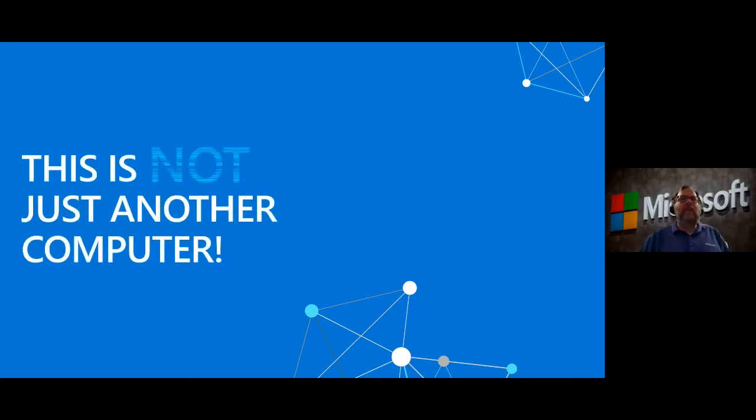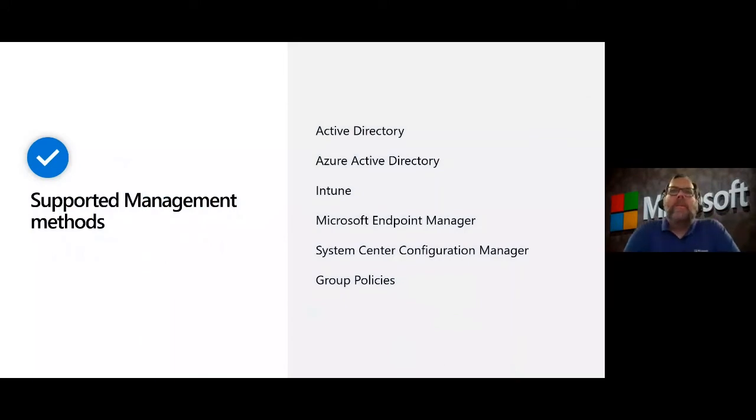Managing Windows. One of the things we want to point out is that this is not another computer. I've already referenced it a few times, you don't want to treat this like an end user's laptop. It is not. Think of it as an appliance. One more time, this is not another computer. Think of it as an appliance. So treat it differently. This has much different needs, much different use cases than a traditional Windows computer. The way to manage the Windows side of Teams Rooms is through Active Directory, Intune, Endpoint Manager, System Center Configuration Manager, and Group Policies, which is kind of Active Directory, right?